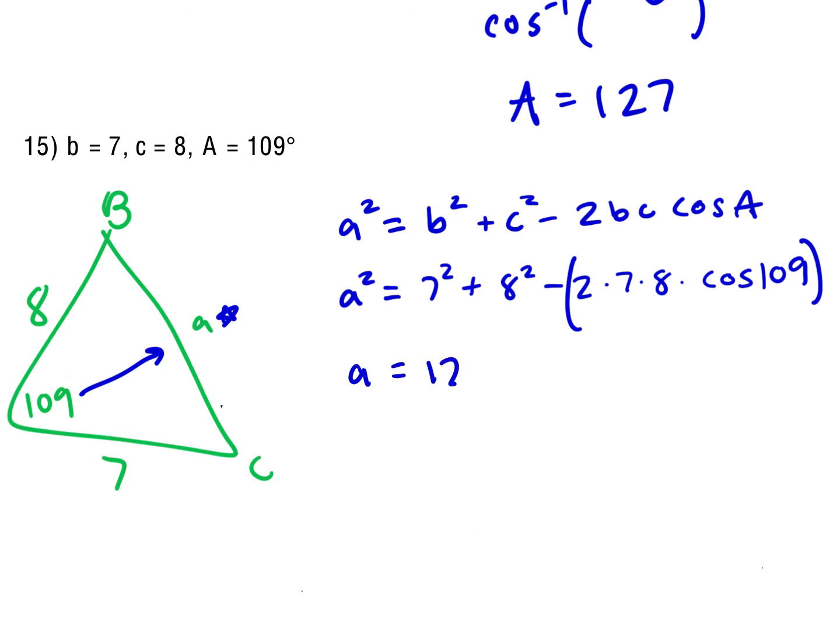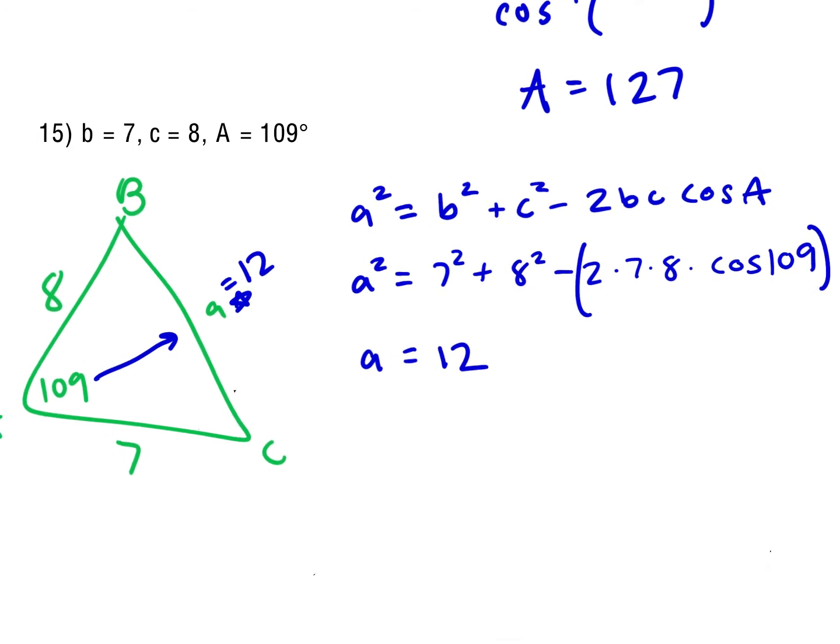A is equal to 12, 12 rounded. 12 point what? Just 12? Well, it's not just 12, but I'm rounding. We can say just 12 because it doesn't tell us what to round to. Is it fine on the quiz if we round and then use sine and stuff? I mean, everything's going to be off because we rounded as well. Yeah, that's fine.